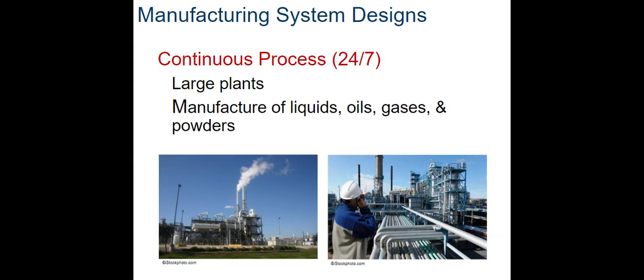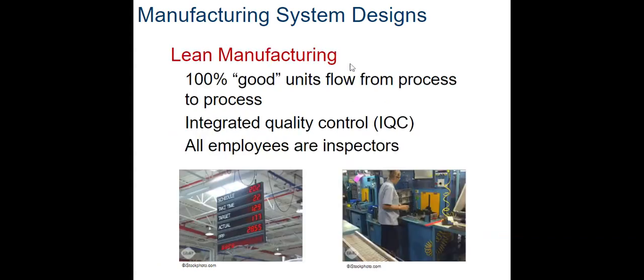Continuous processes are ones that are open 24/7. Those are typically large plants. They're ones that may manufacture oils, liquids, gases, and powders. When you drive down the Turnpike in Elizabeth, and you can smell all those oil refineries, those are typical continuous process factories.